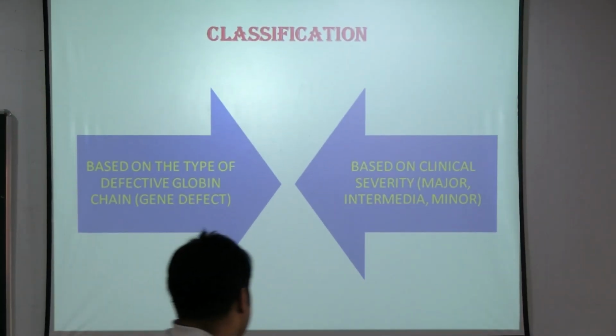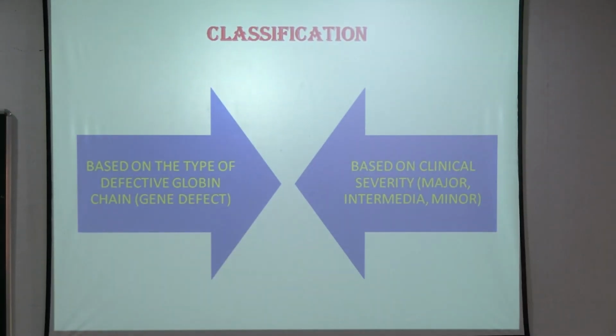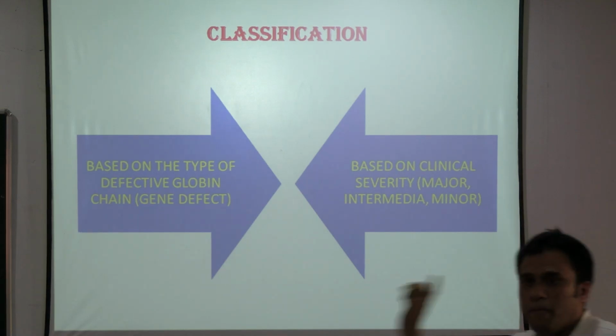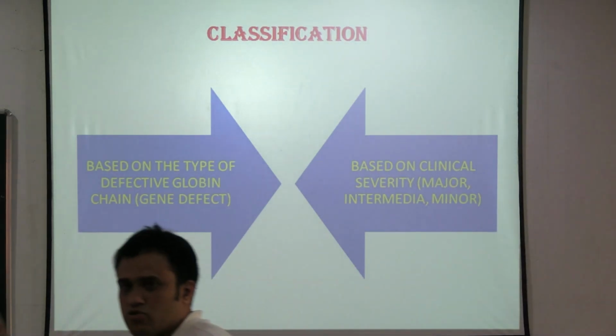How do you classify thalassemia? Based on the type of globin chain defect. I've just explained alpha or beta. And the other is based on clinical severity, whether it's major, whether it's intermediate, or whether it's minor, right? So these are the two classifications.